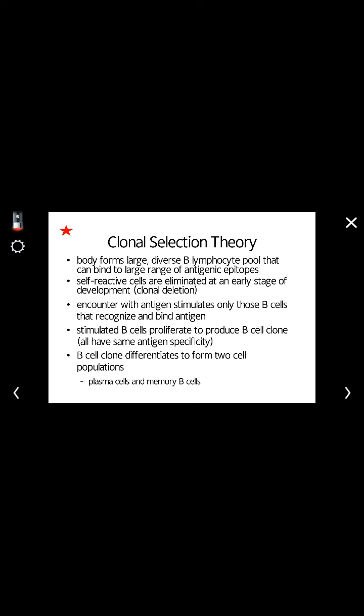Wake up for a second. The clonal selection theory: the body forms a large, diverse B lymphocyte pool that will then bind to a large range of antigenic epitopes. These are self-reactive cells that are eliminated at an early stage of development, clonal deletion.